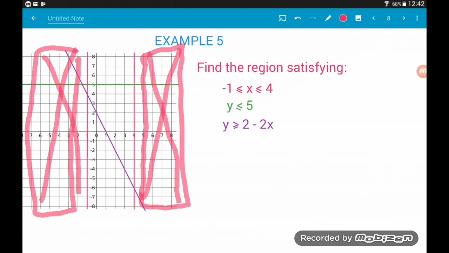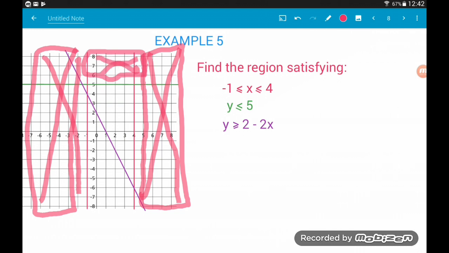Now we also need y to be less than or equal to 5. So the line y equals 5 is in here. It's this green line. Now we want y to be less than or equal to 5, so we don't want anything above it. So this region up here can go bye-bye.